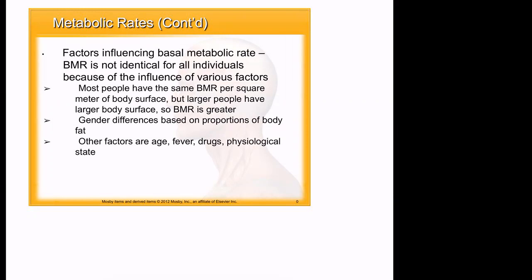Things that change based on metabolic rate are going to depend on the size of the people. More body surface means there's going to be more basal metabolic rate occurring. Men typically have more muscle mass than females do. Also age. Oh, there's age. I was going to say, why don't they include age?